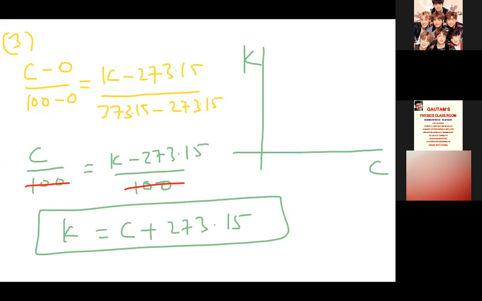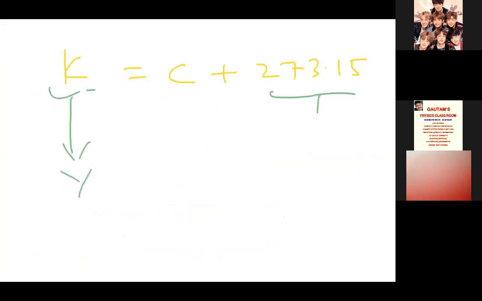What is K? It's taken on y-axis. What is C? It is taken on x-axis. What is in front of C now? Nothing is there, which means I can put it as 1. So m is equal to 1, plus this constant is nothing but 273.15. The problem here is we noticed K is equal to C plus 273.15, and K is taken on y-axis. This is called the y-intercept.